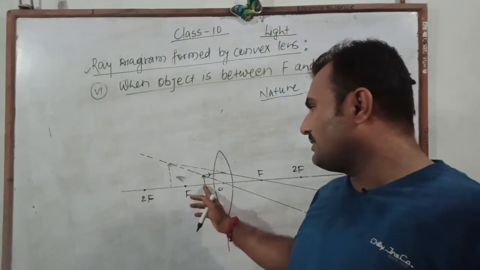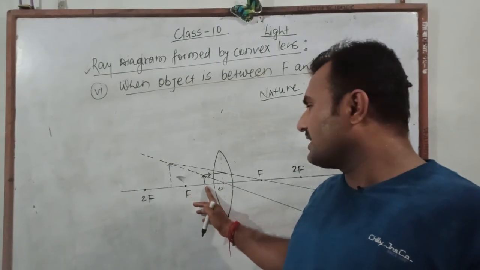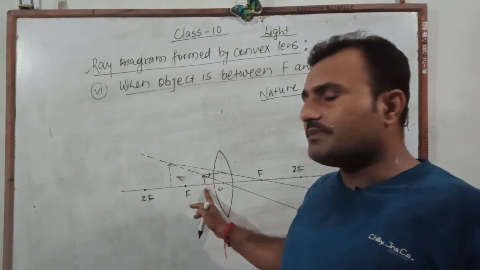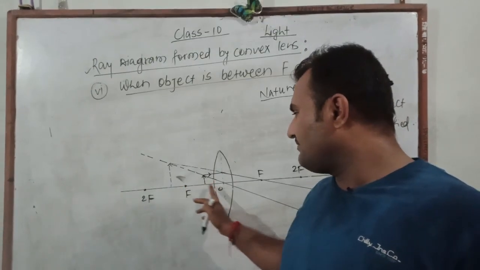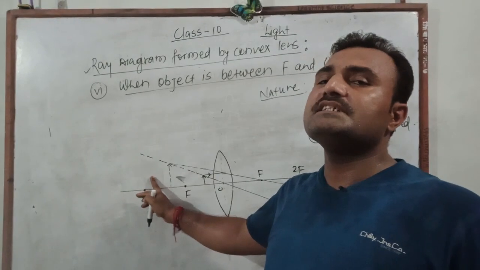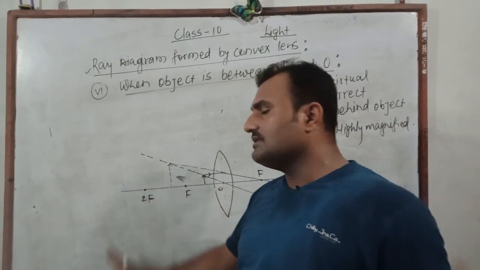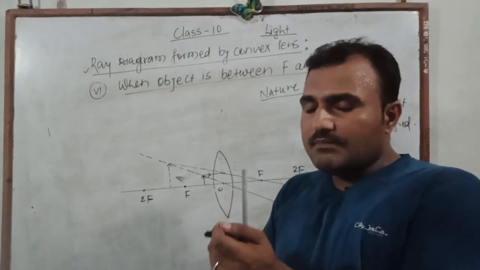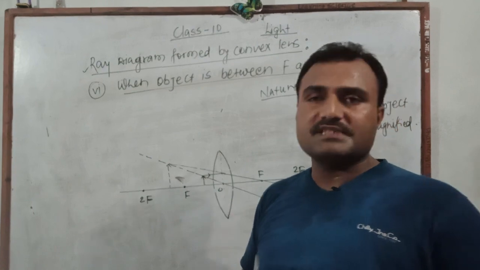In a simple microscope, the microscopic organism is kept on the stage. The position of the stage is between F and O, and due to that reason a magnified image is formed behind the object, which is highly magnified, larger than the object.